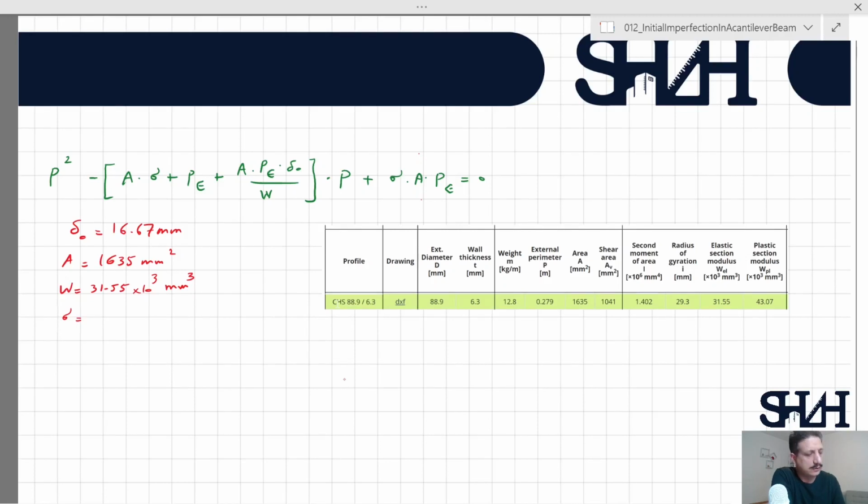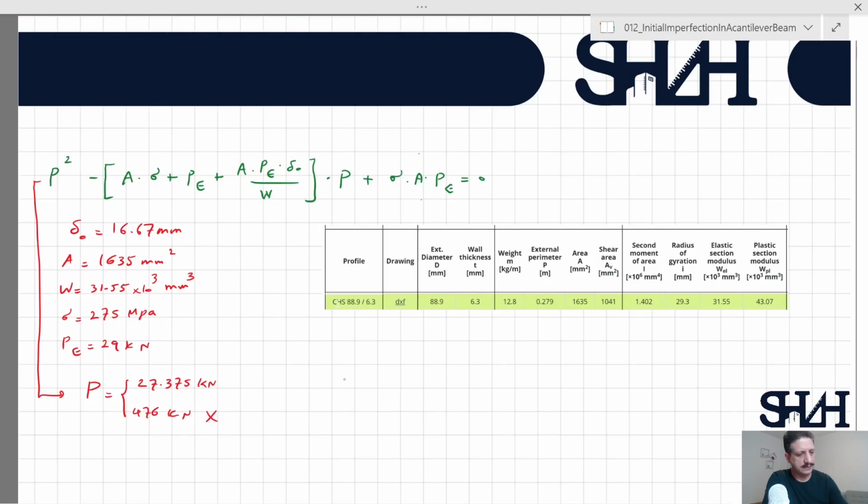Sigma at yielding point is 275 megapascal and the Euler load was 29 kilonewton. So the load will be, from here, 27.375 kilonewton and 476 kilonewton. So this is not the answer. As a result, the maximum load that we can apply is 27.375 kilonewton. This is the theoretical solution based on what we derived.